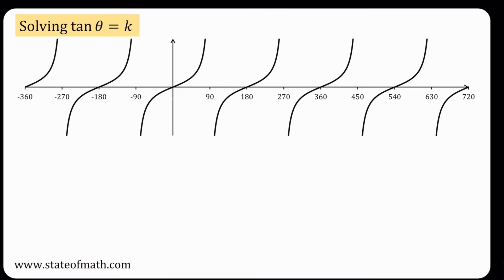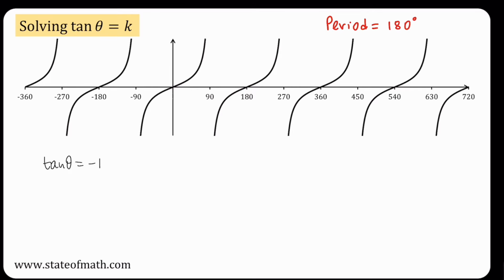Now for tan theta, the situation is a bit different. We've got no restrictions on k because the range of values of tan theta goes from minus infinity up to infinity. We don't have the maximum of 1 and the minimum of negative 1. And also the period now is 180 degrees because between 0 and 180 degrees I see the full nature of the wave. So suppose I want to solve tan theta is negative 1.